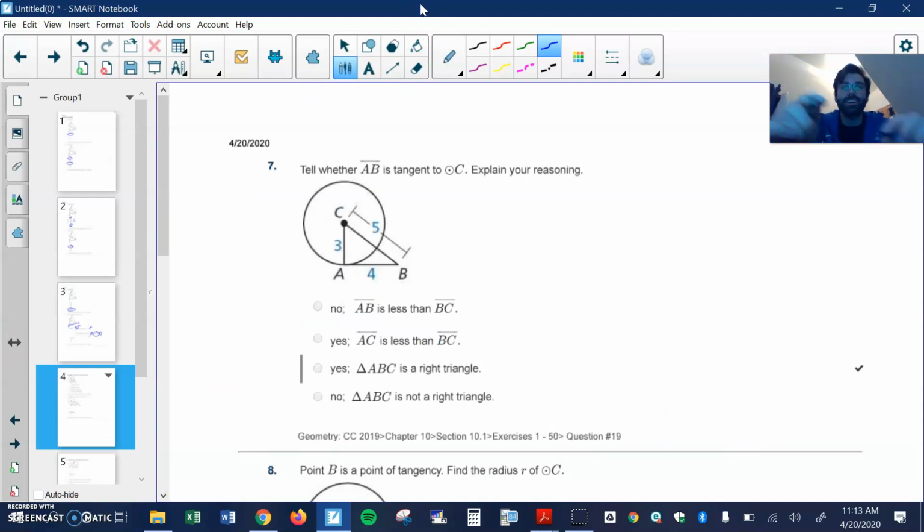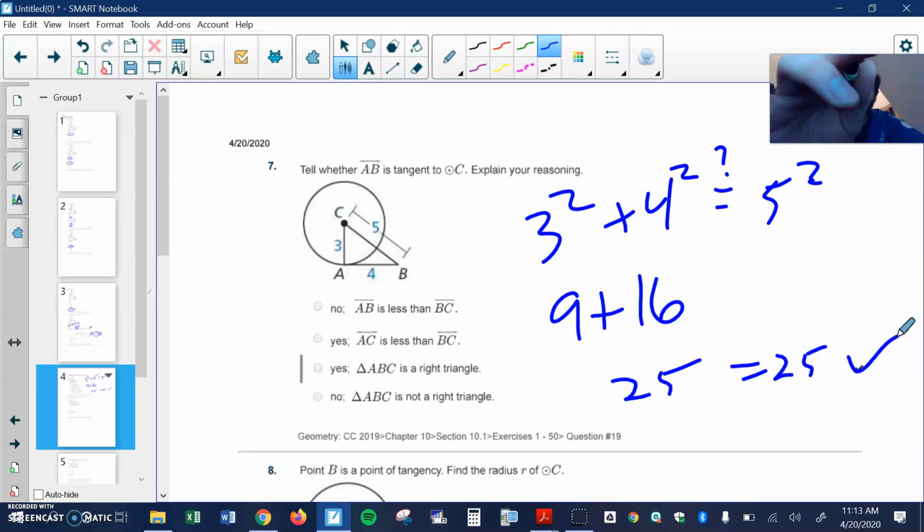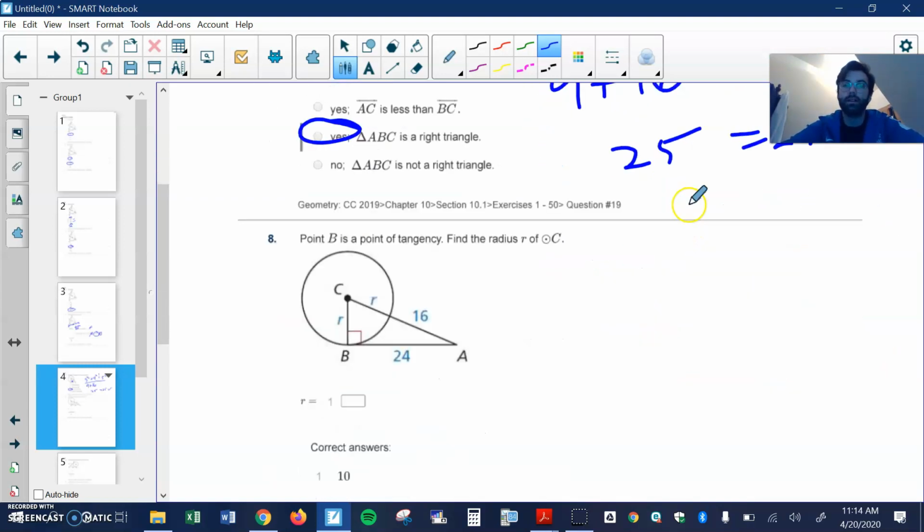Tell whether it's tangent. We want to test if it's a right triangle, so again, remember we want to use the Pythagorean theorem. Some of you may recognize that this is a triple. 3, 4, 5 is a triple. But if you didn't, that's okay. That's 25 equals 25. Check. So yes, this is a right triangle, so yes, this is tangent. Remember, in order for it to be tangent, it has to create a right angle, which means I have to have a right triangle, which means the Pythagorean theorem has to check out. Whew, that was a lot.